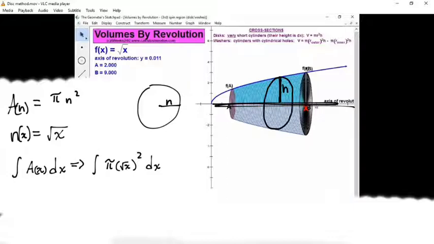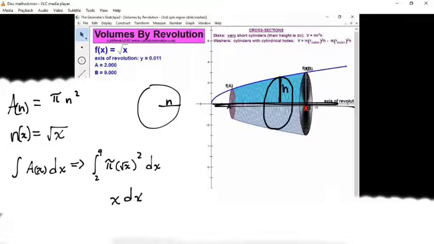Now what's our lower and upper bounds? It's kind of hard to see on this graph right here, but it tells us right here. It says that a is 2 and b is 9. So I just got to go 2 to 9. And then solve. This one's not that bad. We don't need a calculator for this. What is square root of x squared? It's x. So we have x.